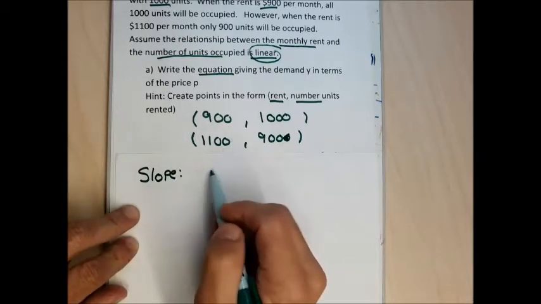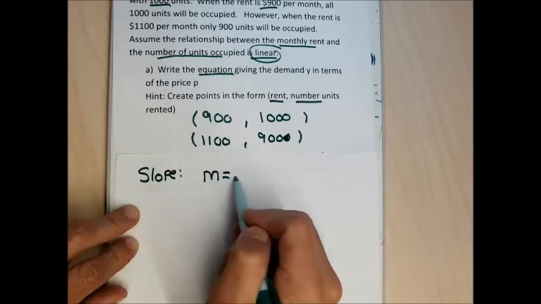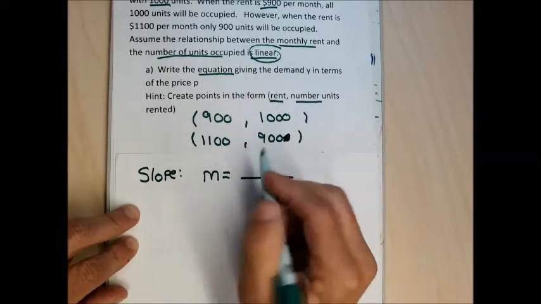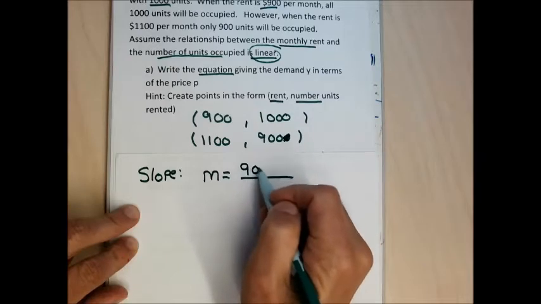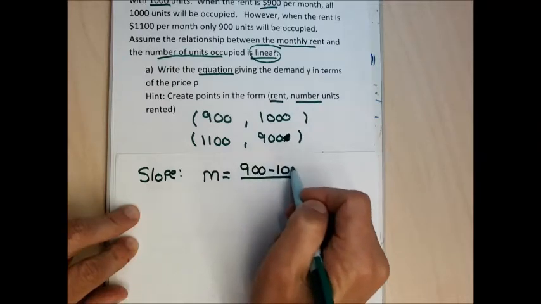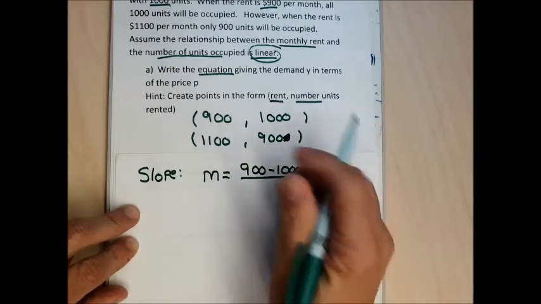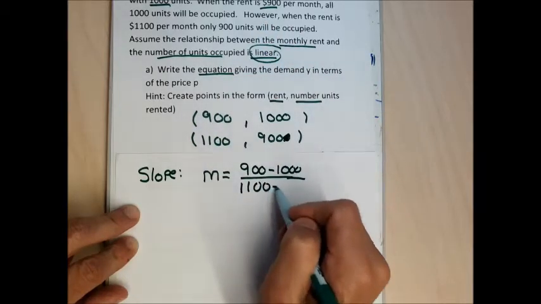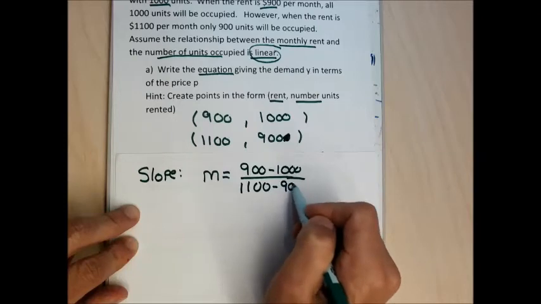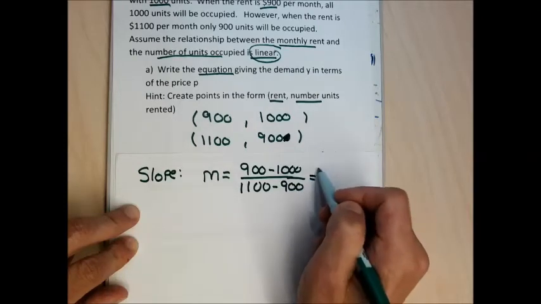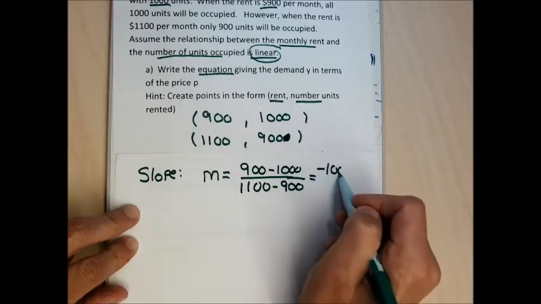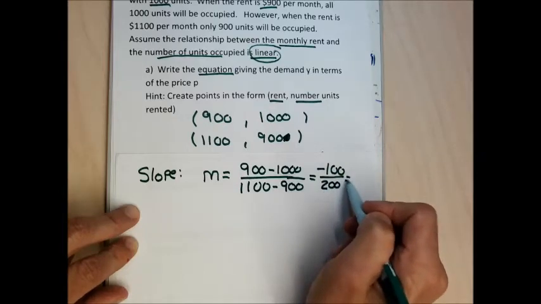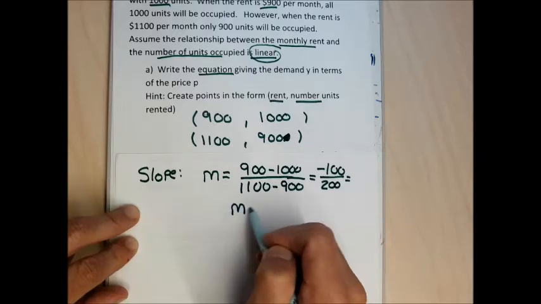And to get a slope, I'm going to call it m. I'm going to form a fraction, and I'm going to subtract the y-coordinates of the 2 points I created, which is 900 minus 1,000. Put that in the numerator of my fraction. And then in the denominator of the fraction, I'm going to subtract the x-coordinates of the points. This is going to give me negative 100 in the numerator, positive 200 in the denominator, and that fraction reduces to negative 1/2.